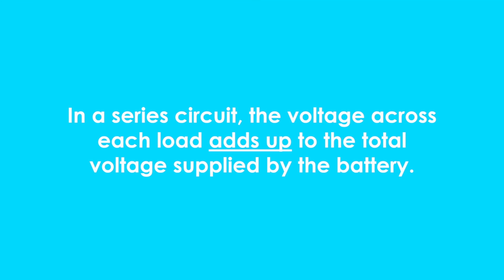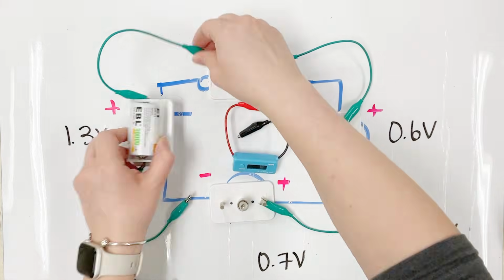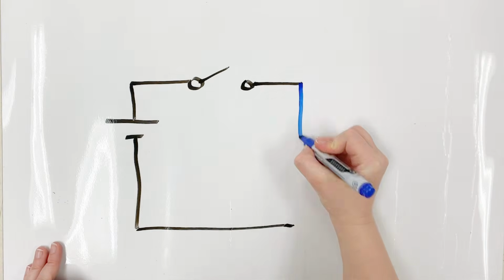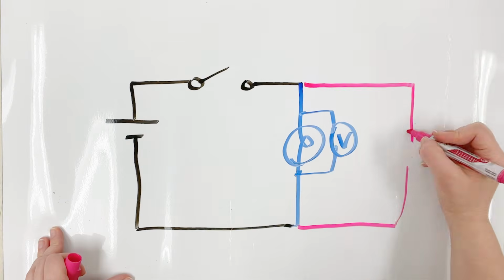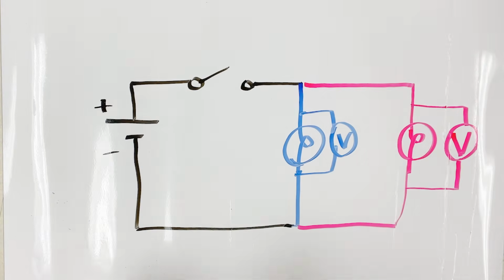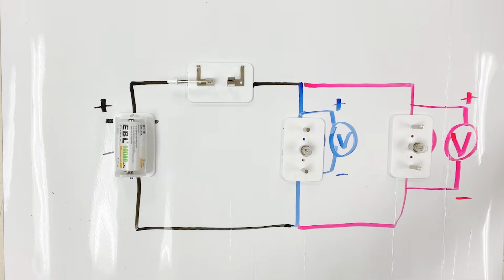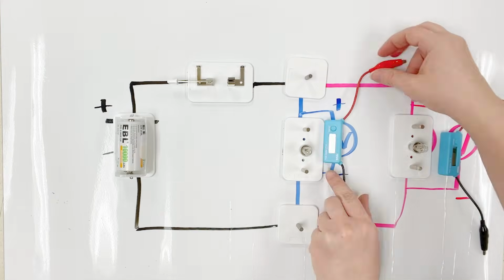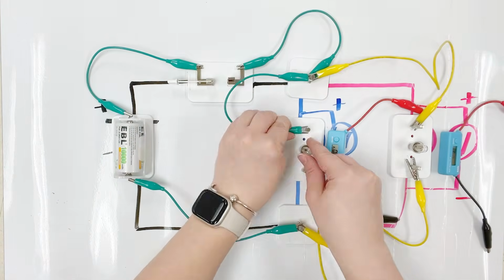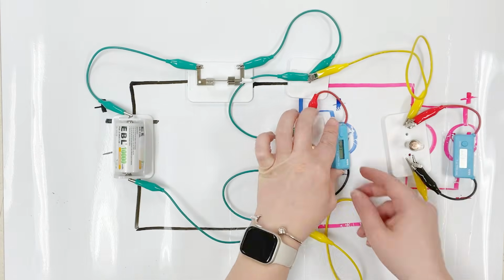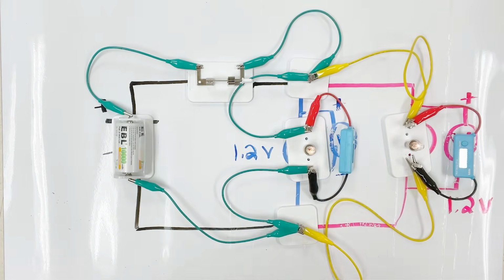Again, have your students draw the circuit first, then place the voltmeters across each bulb. In a parallel circuit, each branch receives the full voltage of the battery. This means that each bulb gets the same amount of energy per charge, even though the current may be different in each branch.